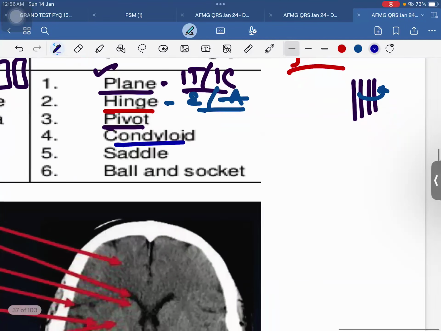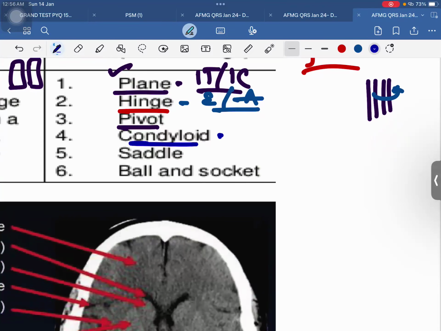Next is the condyloid joint. Condyloid joints are also called ellipsoid joints. I've told you that the knee joint also has one part of the condyloid or ellipsoid joint itself, beta. Okay, so that's the important thing that you need to remember.